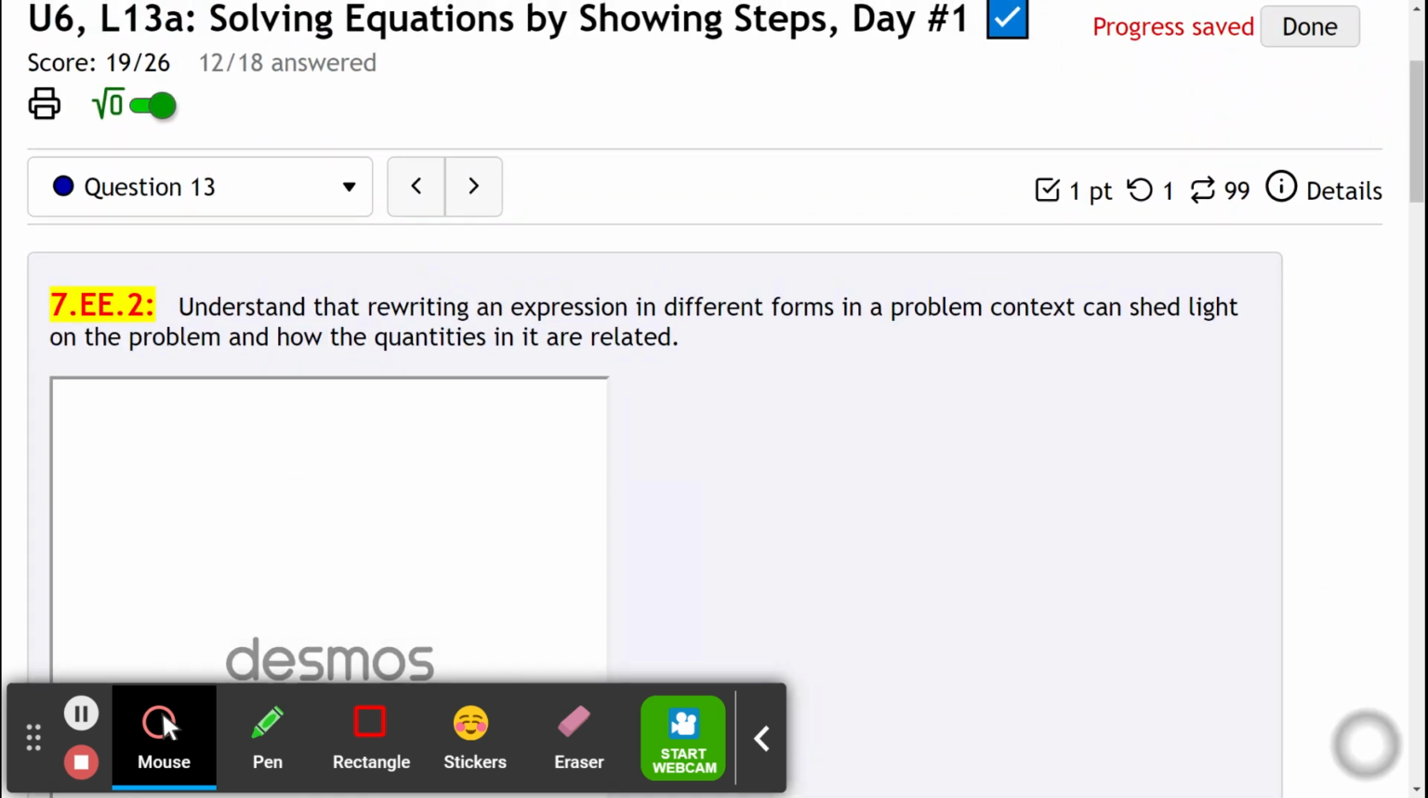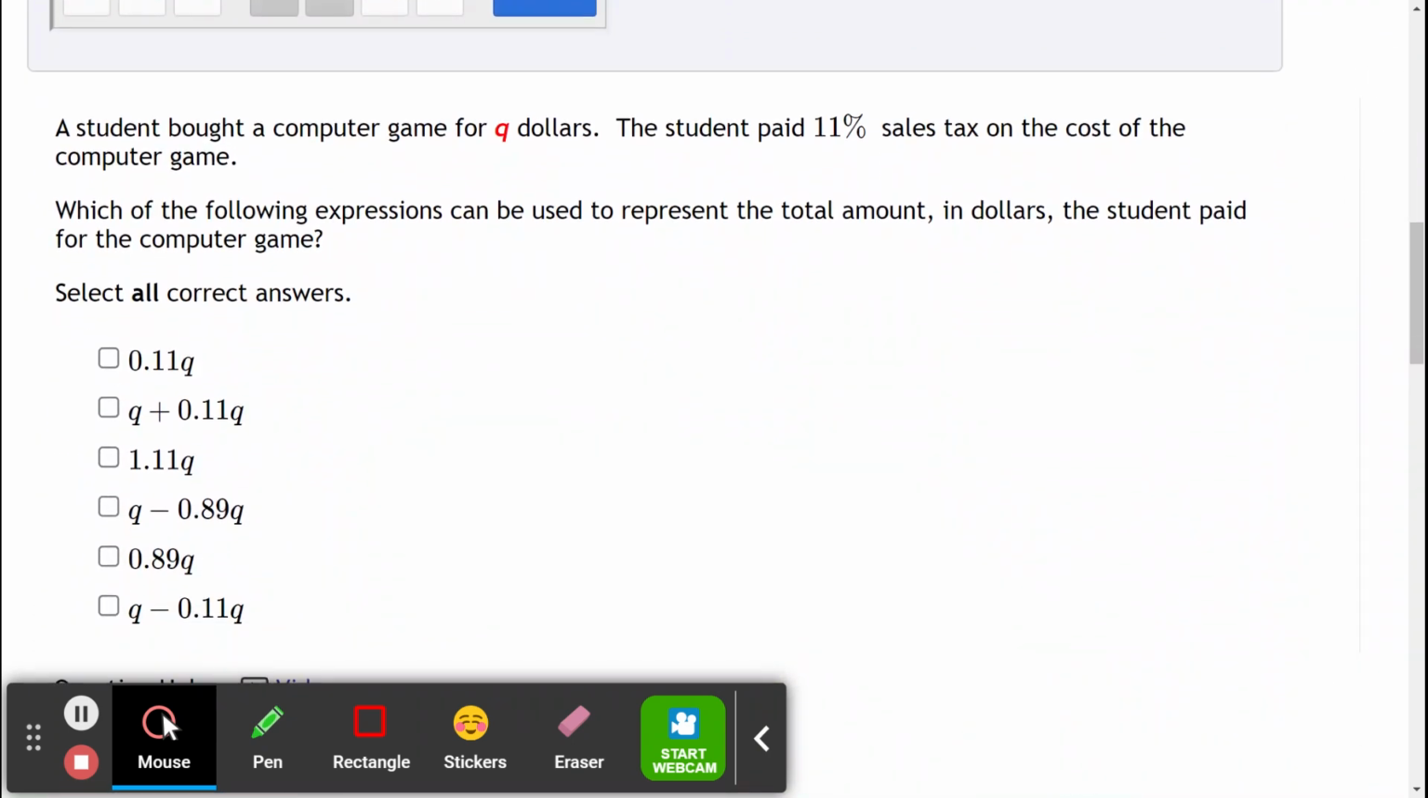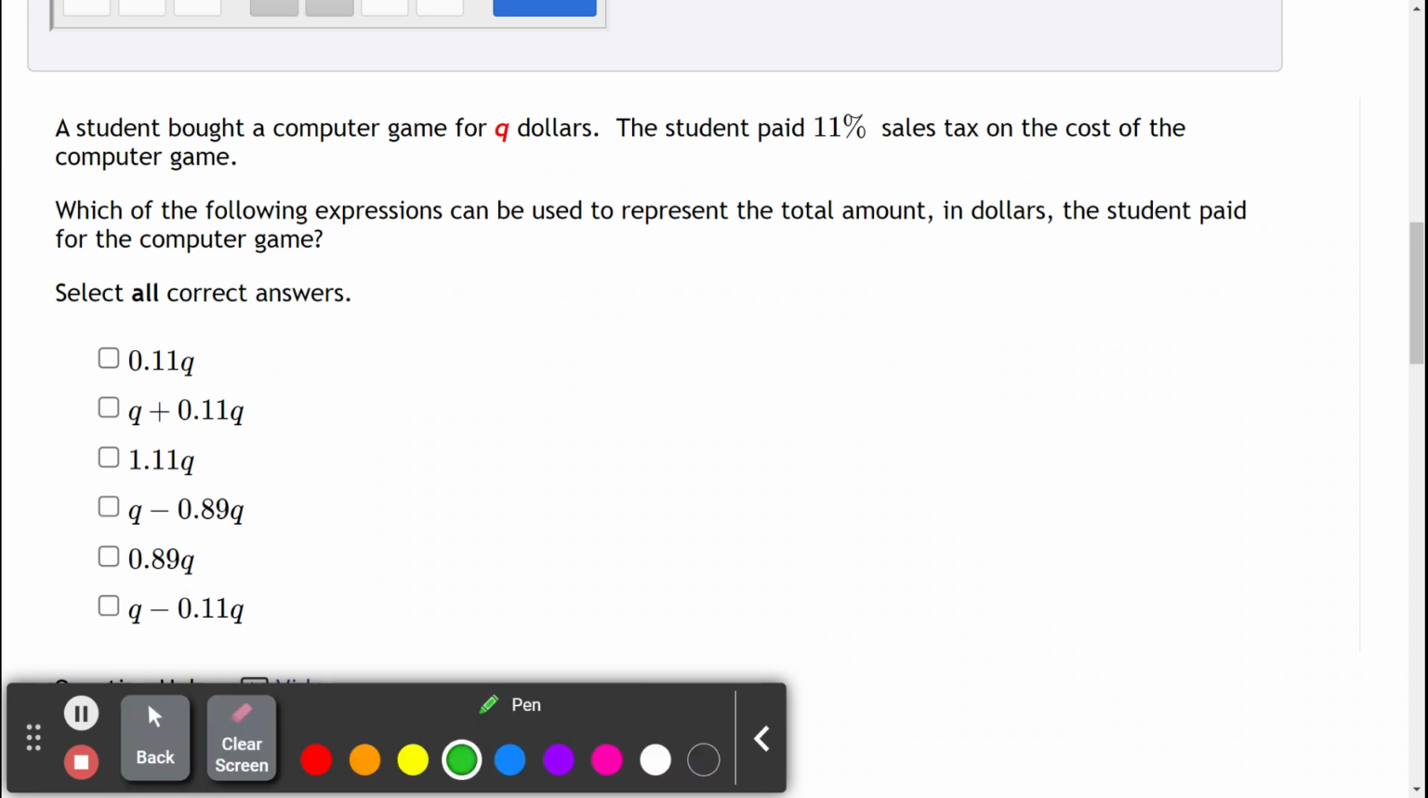And where are we at here? We have question number 13. And maybe I'll write number 13 here. So a computer game costs Q dollars. A student paid 11% tax. So it's Q dollars, and you have to add 11%, which is 0.11 as a number of that price. So 11% of that. So it would be this.